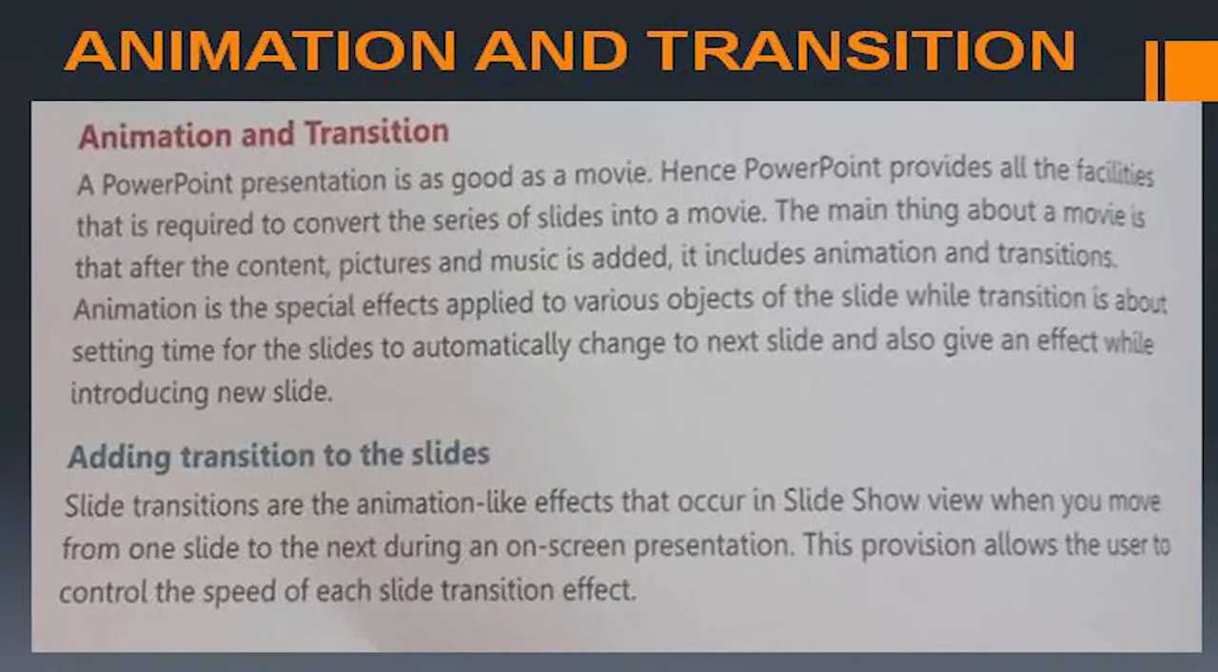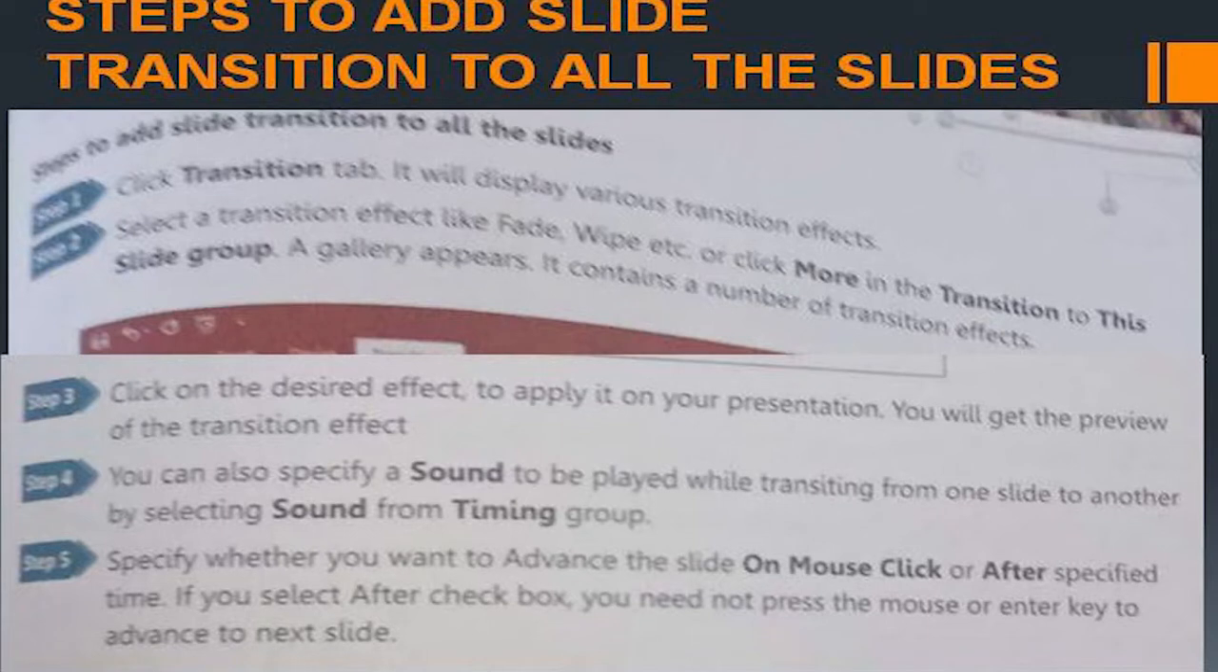So let us have a look at the steps to add a slide transition to all the slides. Click on the Transitions tab. It will display various transition effects. Select a transition effect like fade, wipe and more from the Transition to This Slide group. Click on the desired effect to apply it to your presentation. You will get a preview of the transition effect. You can also specify a sound to be played while transitioning from one slide to another. Specify whether you want to advance the slide on mouse click or after a time.